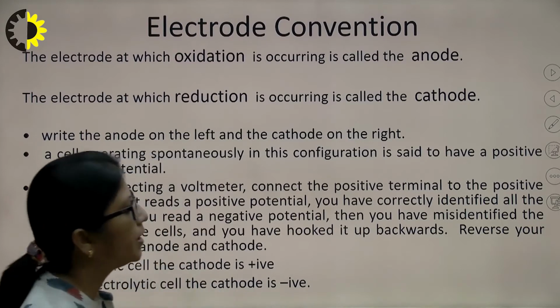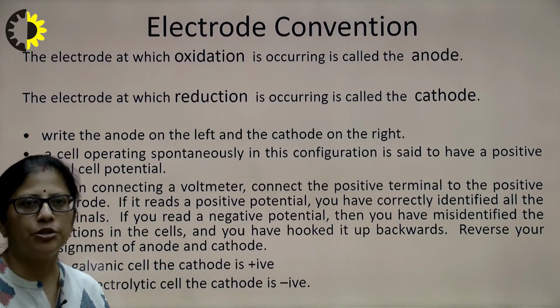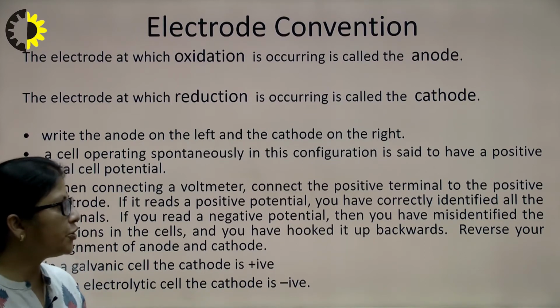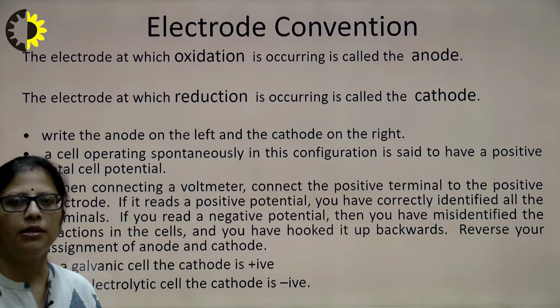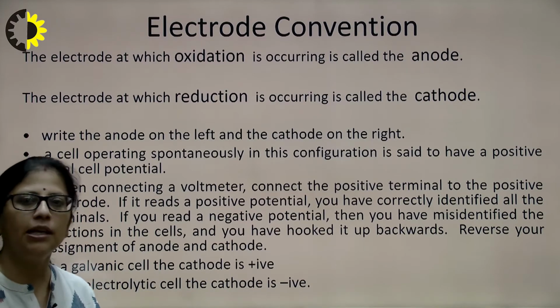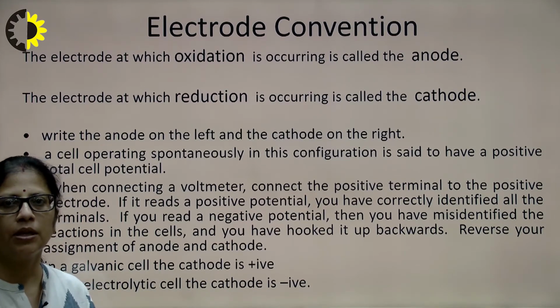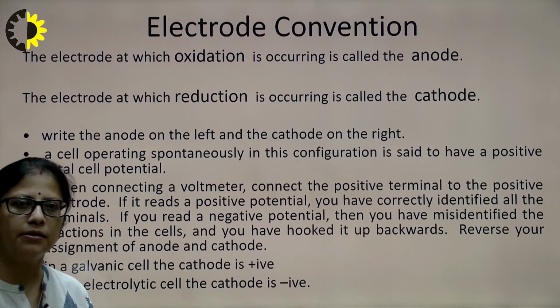Now, first coming to the electrode convention. The electrode at which oxidation is occurring is called the anode, and the one where reduction takes place is called the cathode. And in the cell, we write the anode on the left and the cathode on the right.